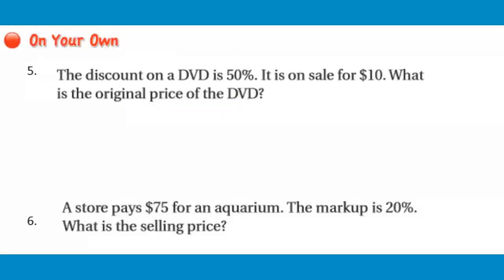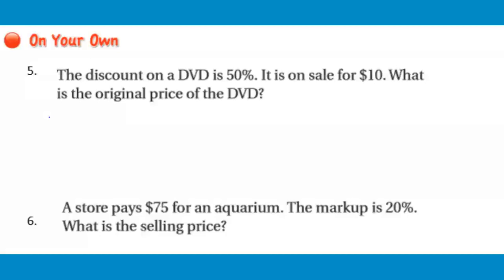All right, so on your own here, let's take a look at a couple of these, and then you'll finish the other ones on your own. The discount on a DVD is 50%. It is on sale for $10. What is the original price? So now here's one of those original prices. So you might want to have a process card, which I have included in this week's folder. If you want to print that out, put it on an index card so you know the kind of formula or the process that you need to do this type of problem.